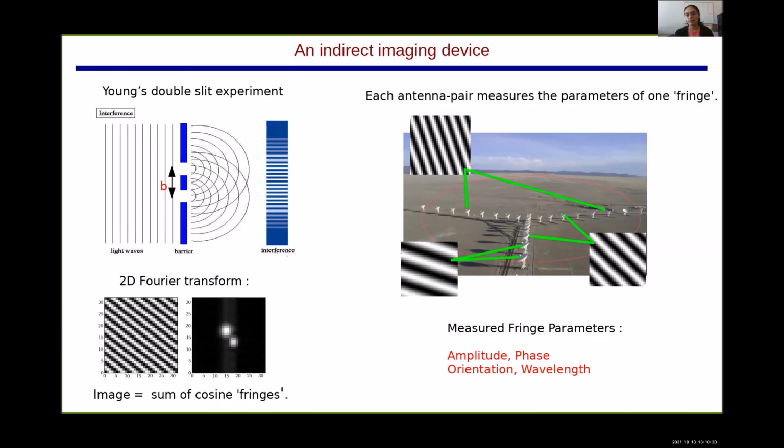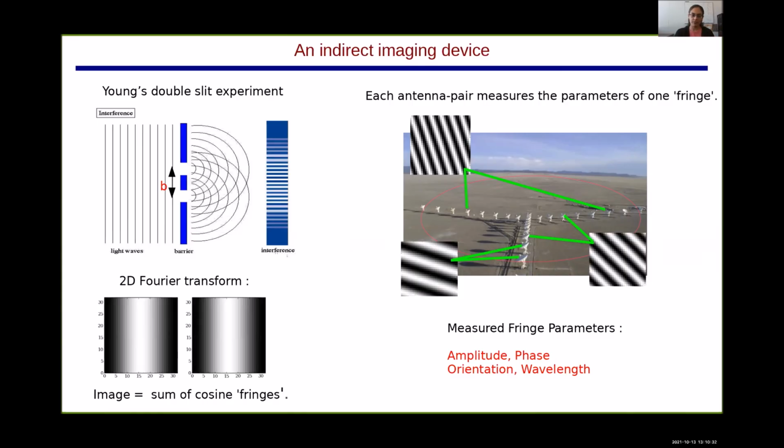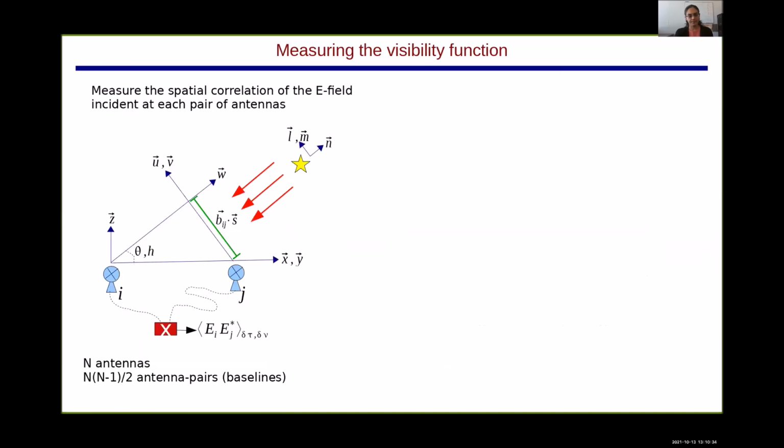And so the goal here is to measure as many different fringe patterns as possible. What do you mean by measuring a fringe pattern? There are 4 parameters that describe it. There's the amplitude and phase, and the orientation and its wavelength. So how do we get that number?